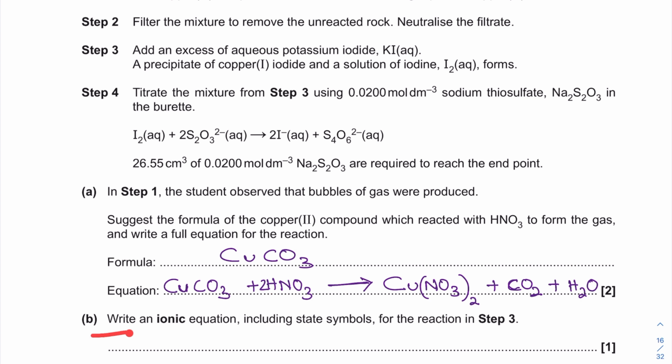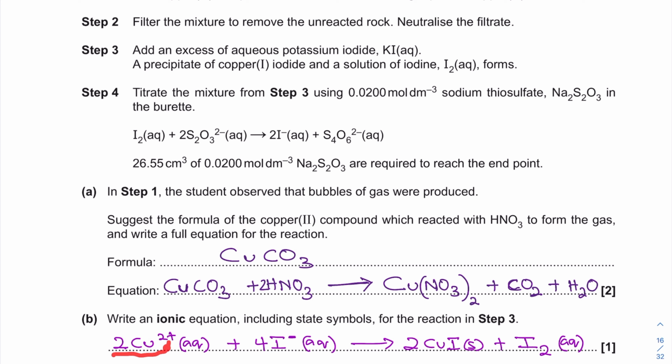B. Write an ionic equation including state symbols for the reaction in step 3. We're adding aqueous potassium iodide, and a precipitate of copper(I) iodide and a solution of iodine are formed. So we have Cu2+(aq) plus iodide forming iodine, as you can see there. Potassium is a spectator species, so that's why it's not shown here. These are the solutions, and you're going to get copper iodide plus iodine.